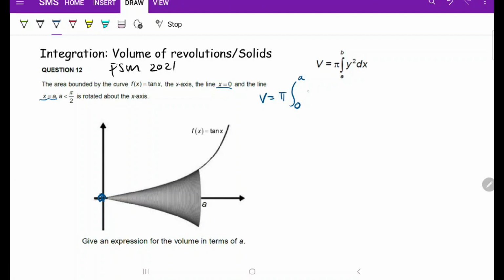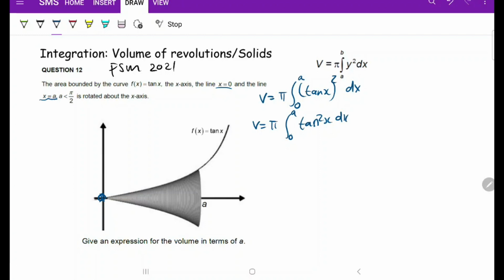And then we just need to square our function. So this is tan of x, and all that we have to do is simply square that. And we just need to solve for our volume. So going from 0 to a, this is now the integral of tan squared of x dx.